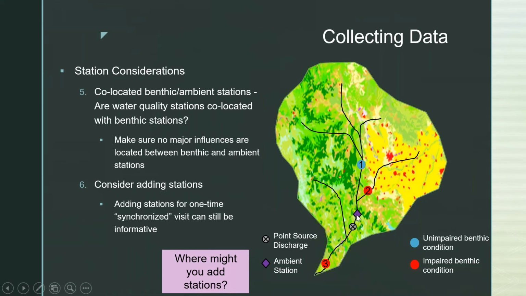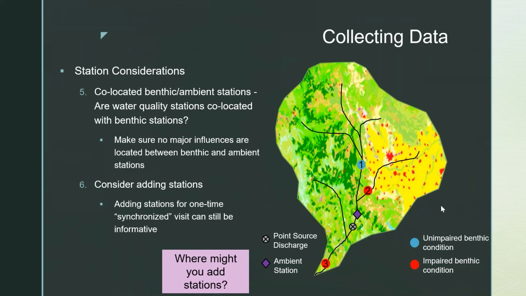ambient location. That doesn't mean you have to establish it as a new benthic station and visit it every 2 years, but at least for one time, it lets us compare, on this given date, what the different levels of stress were at these different locations within the watershed, and how they relate to the data that we're collecting at this ambient station. So again, it can be just a one-time synchronized visit, but it gives you a lot of information.